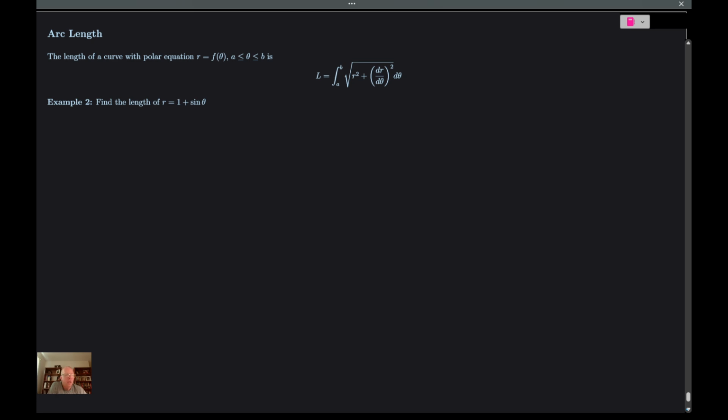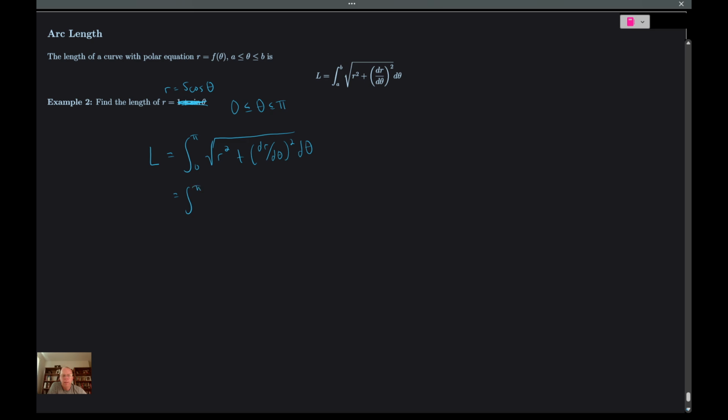Actually, I didn't want to do this one. We're going to change this. I changed this one in the notes. r equals 5 cosine theta. I forgot to update that. And we're going to go from 0 to pi. So the length is the integral from 0 to pi of the square root of r squared plus dr d theta squared. We'll just write the formula and then we'll fill it in.